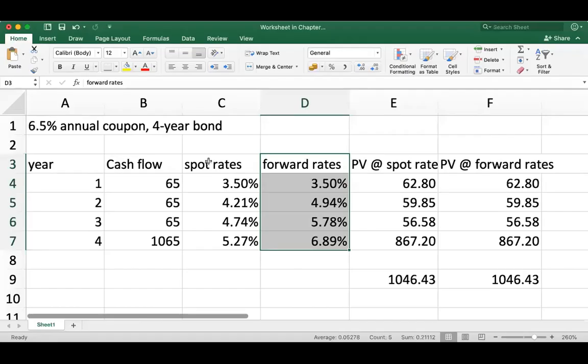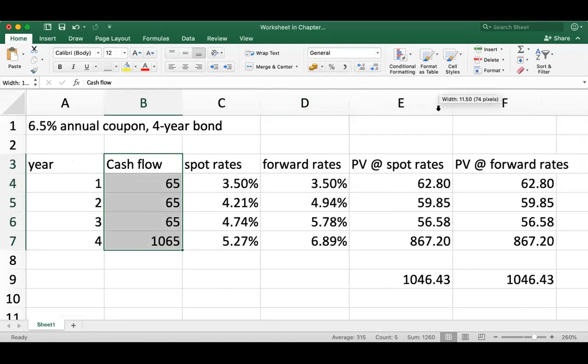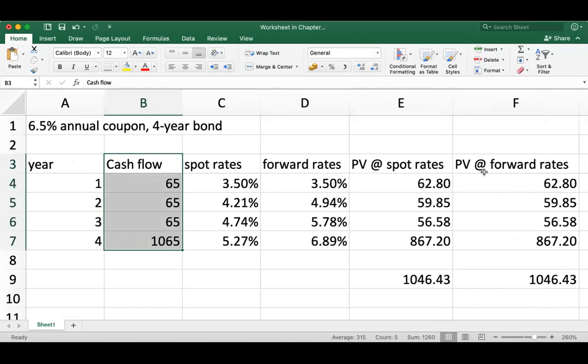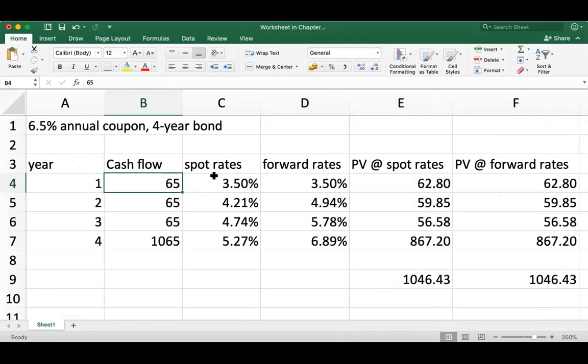Okay, so I hope you can see this Excel sheet, right? So these are the cash flows, spot rates, and forward rates. So we can obtain the value of our bond using both forward rates as well as the spot rates. So this is the value obtained using spot rates. How we can obtain this value is we discount back each cash flow by its respective spot rate.